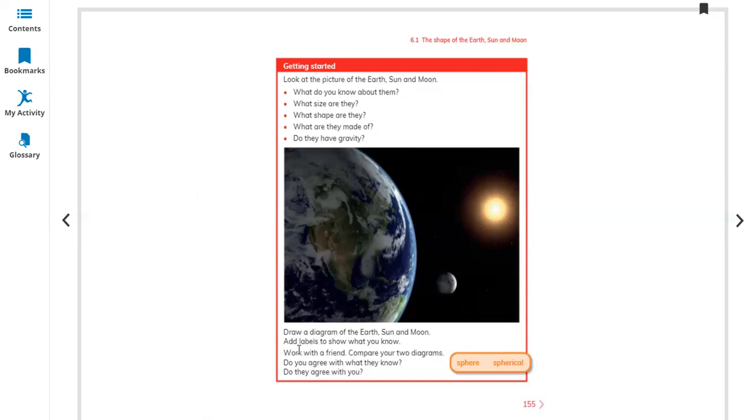Draw a diagram, okay? Add labels to show what you know. Work with a friend and compare your two diagrams. Do you agree with what they know? Do you agree with yourself? The shape of the Earth is a sphere, like a circle.